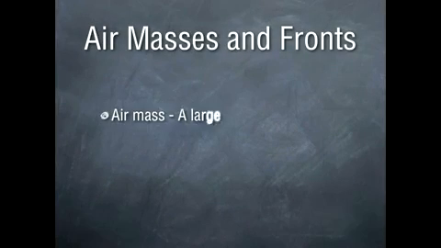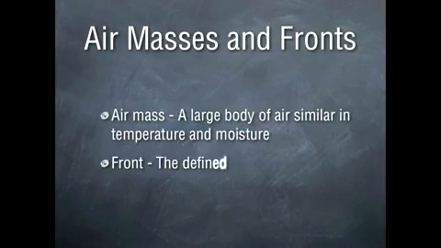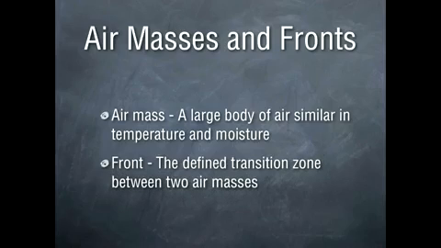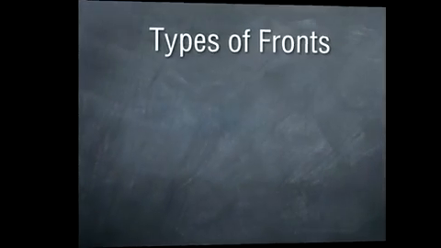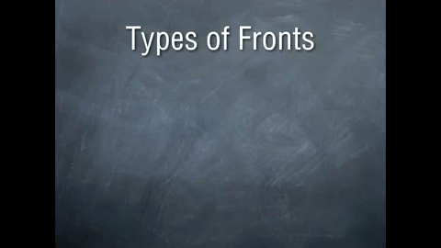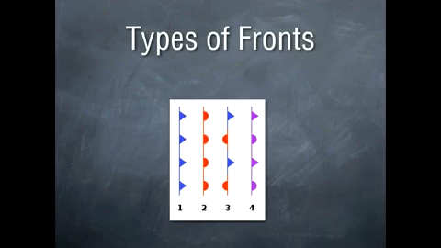Before we start, let's go over some basic definitions. An air mass is a large body of air similar in temperature and moisture, while a front is the defined transition zone between those two air masses. For this lesson, we're going to go over the four most common types of fronts. The first one is a cold front.